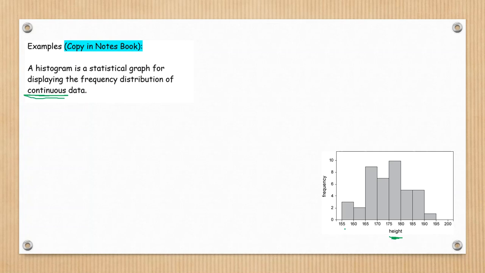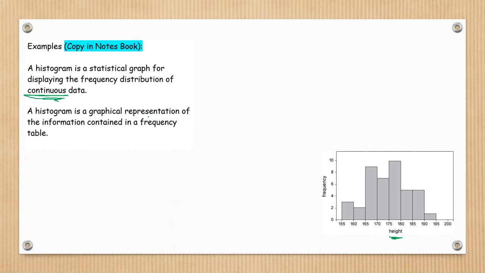When we talk about discrete numbers, it's like the number of children in a classroom. So it's either going to be 23 or 24. You can't have decimals. But with continuous data you could. And height is definitely one of those features. So it could be 155.5 centimeters.